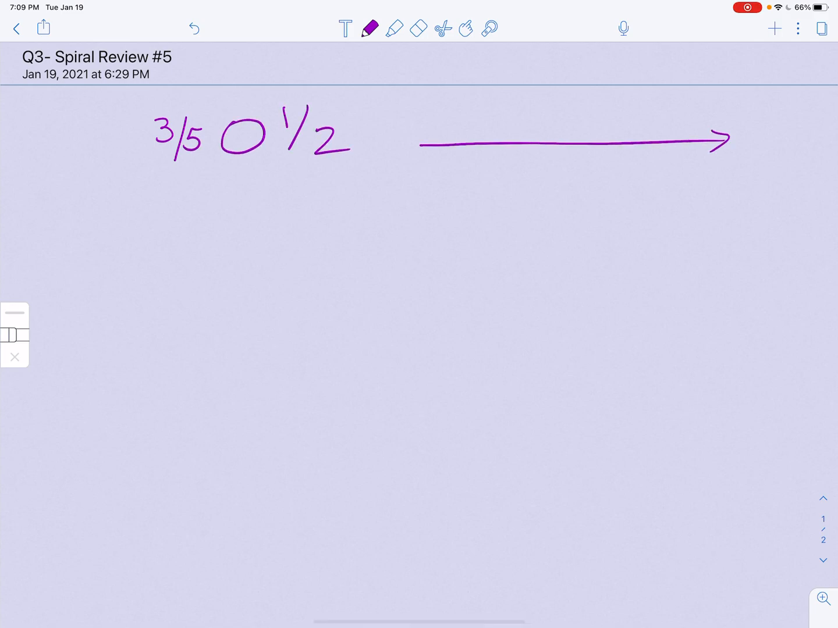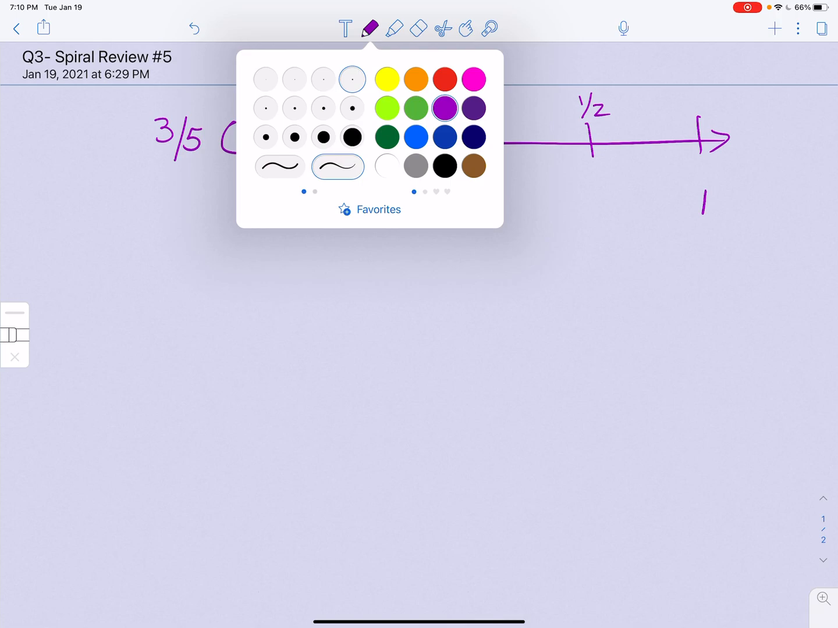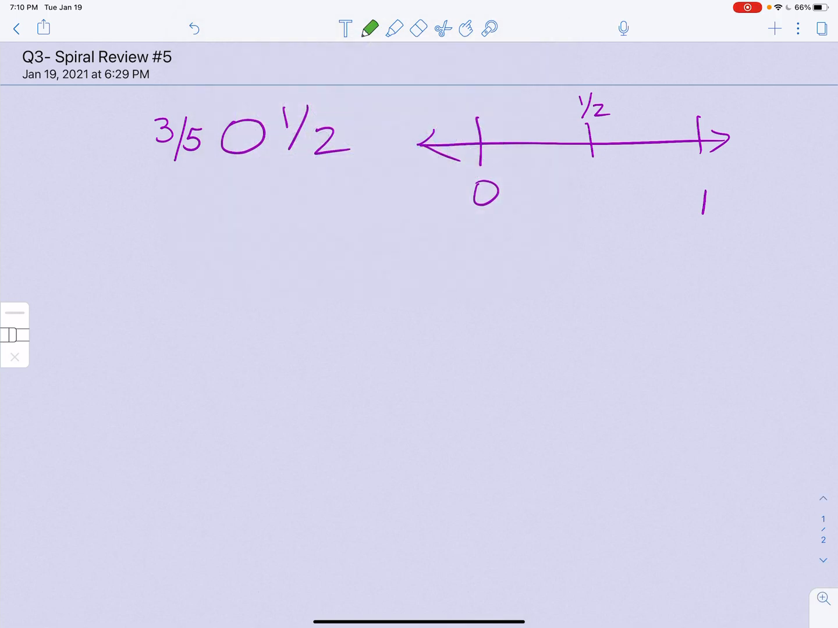So I'm going to make my number line. I'm going to do the 0. I'm going to do the 1 in case I need to verify. So here's my 1/2. But then when I do fifths, I gotta try to be magical. And I'm gonna change the color so that I can see it. 1, 2, 3, 4, 5. So 1, 2, 3, 4, 5. I got it right. So 3/5 would be here. So that means that 3/5 is bigger than 1/2. 3/5 is greater than 1/2.